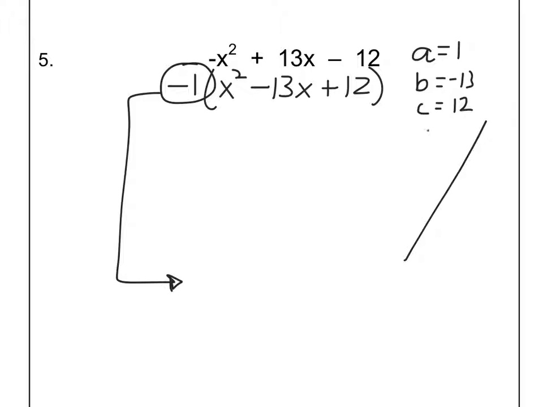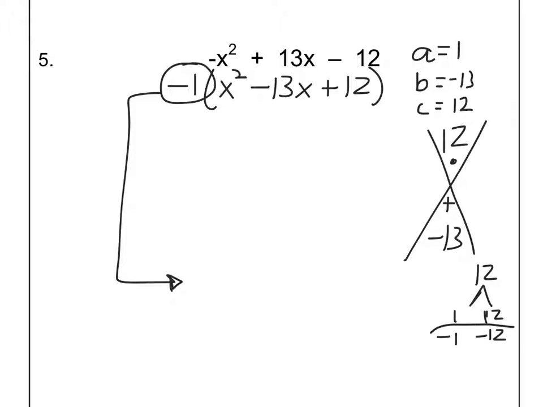So A times C, that's 12. I need factors of 12 that add up to -13. Okay, this one's a little bit more tricky, because I've got 12 and 1, or 1 and 12. But do 1 and 12 add up to -13? No, they add up to +13. Well, what happens if I make these both negative? Is -1 times -12 +12? Well, sure it is. Negative times negative becomes positive. And do these two add up to be -13? They sure do. So this is going to be -1 and -12.